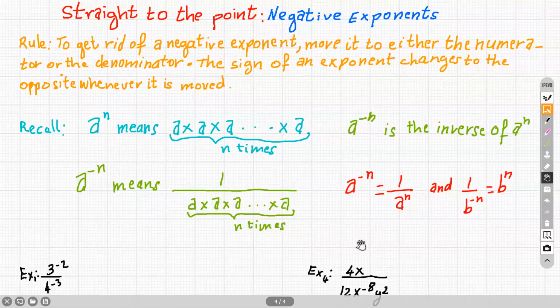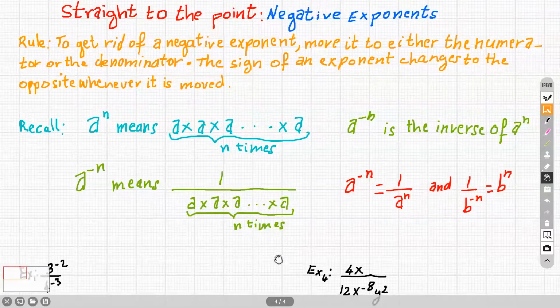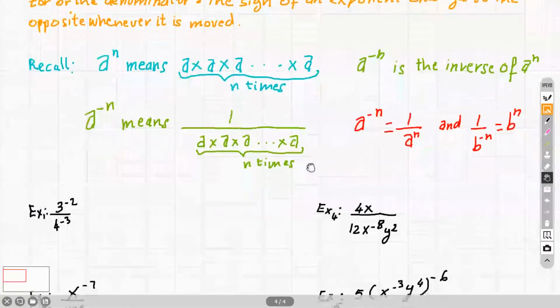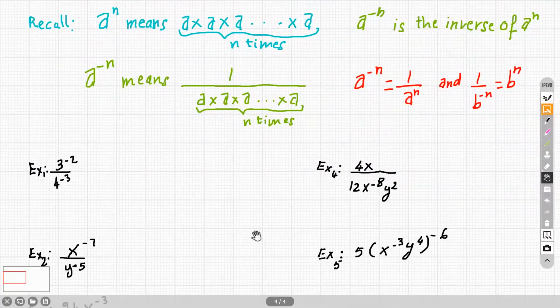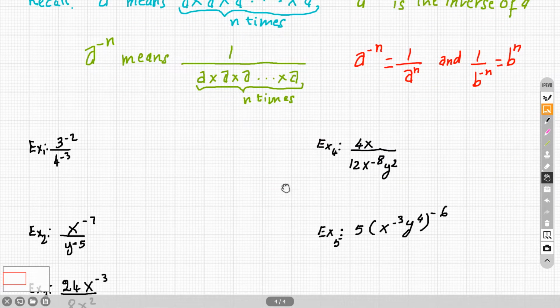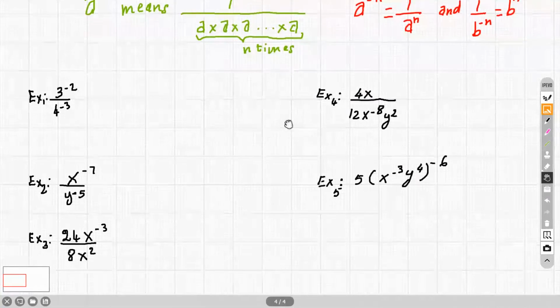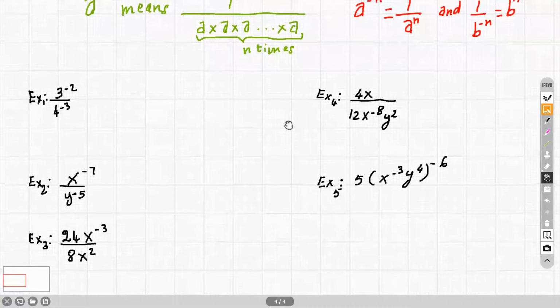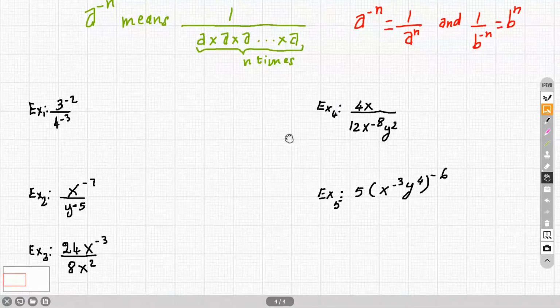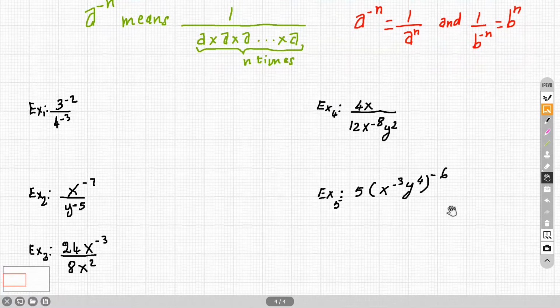So let's see how to do that in practice. Here are a few examples that we are going to work through so that we can clarify this concept together.